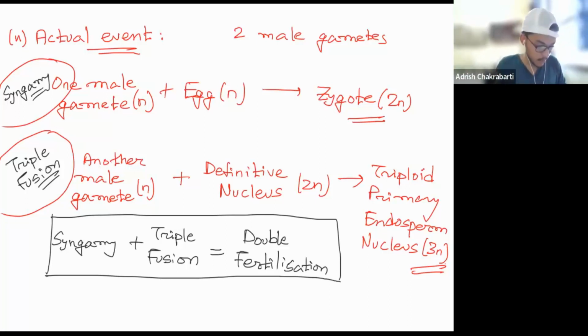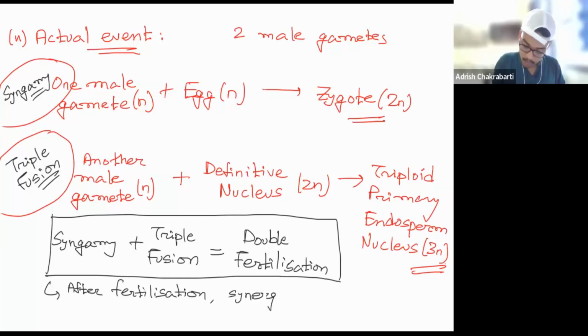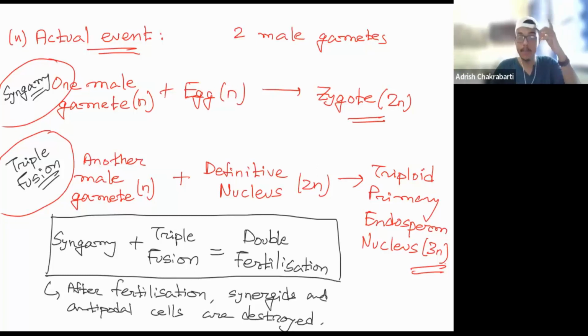Okay. So after fertilization, synergids and antipodal cells are destroyed. Okay. So one synergid had been destroyed when the pollen tube was getting into the embryo sac to provide space for the male gametes, and the other synergid and the remaining 3 antipodal cells are destroyed after double fertilization. Okay. So double fertilization also done and dusted.